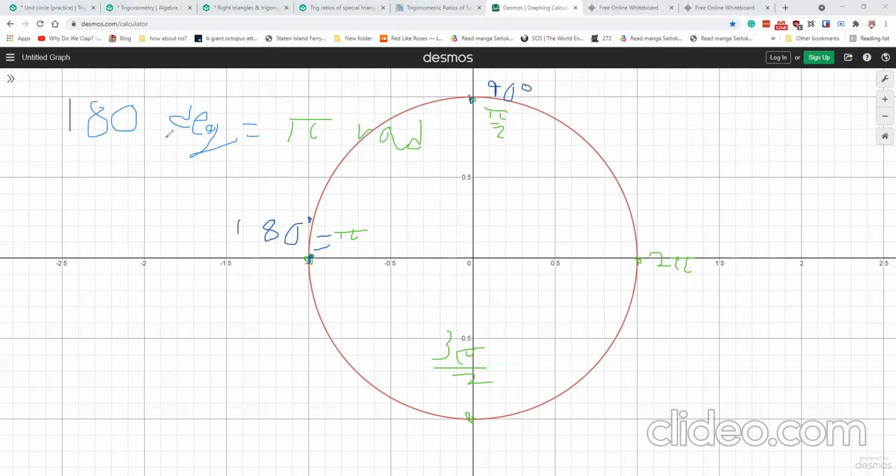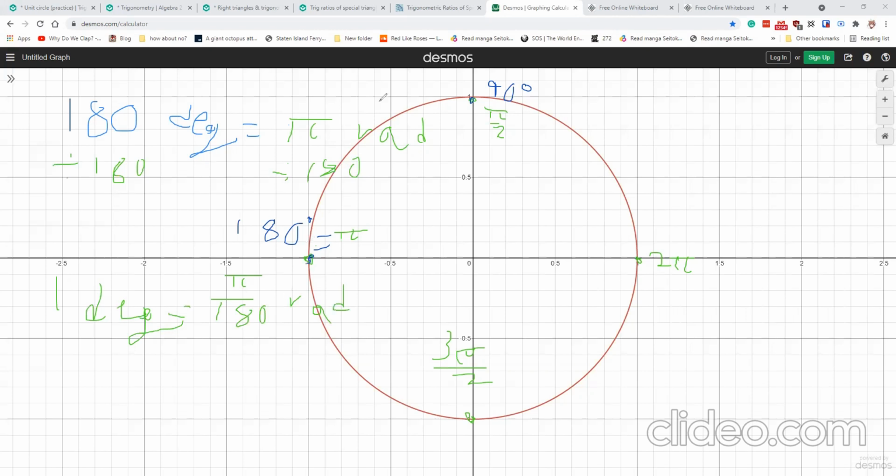And so if 180 degrees is equal to pi radians, then you can divide both sides by 180. And that way you get 1 degree is equal to pi over 180 radians.